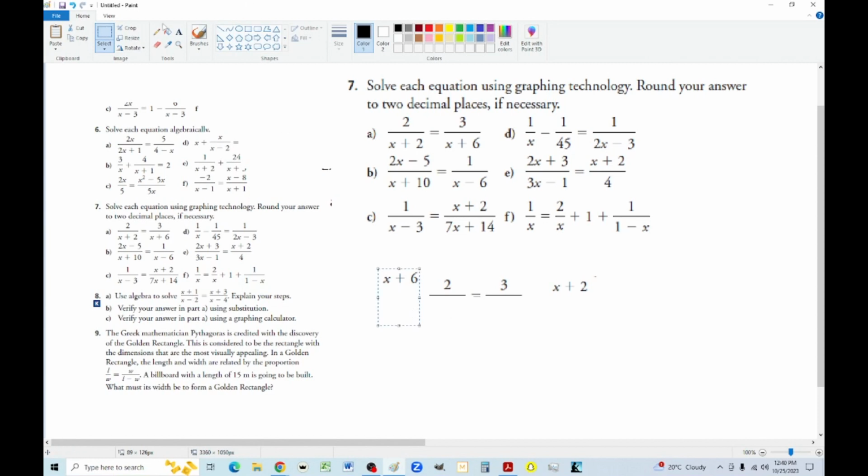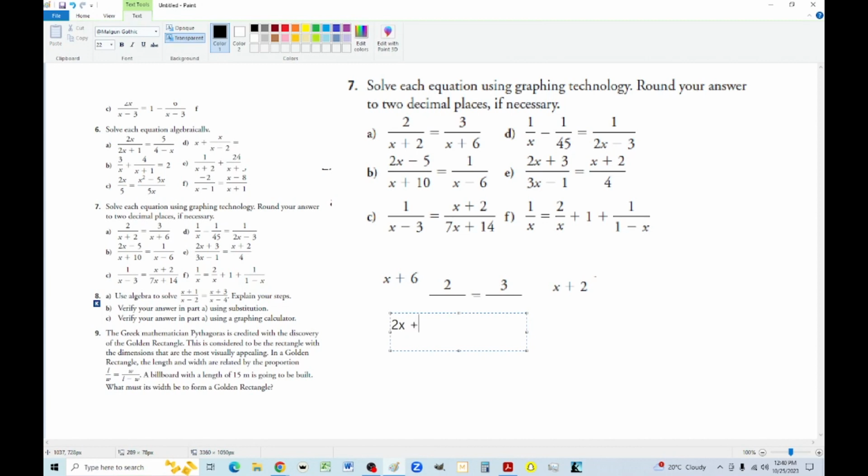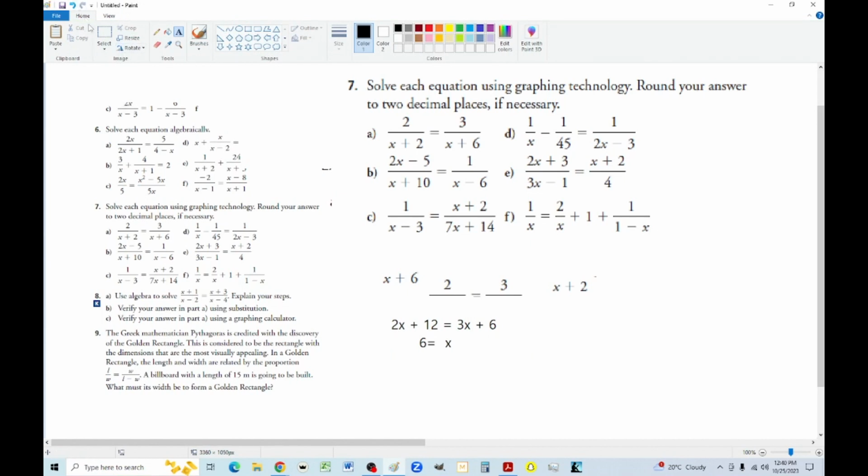So when I multiply on the left side, I get 2x plus 12. And on the right side, I get 3x plus 6. Actually, let's just put the x's on the right side. If I subtract 6 from both sides, I get that. If I subtract 2x from both sides, I get that, which means the answer for the first one is x is equal to 6. And when you plug it in, you do indeed get the proper response.